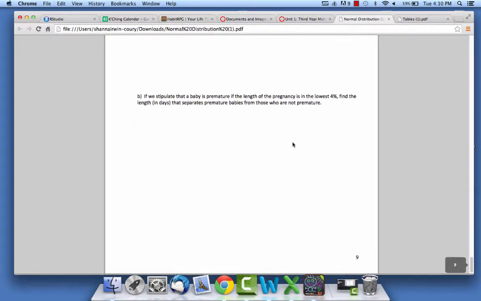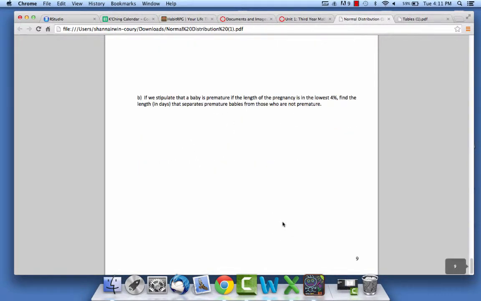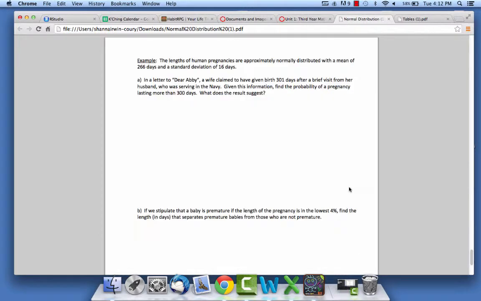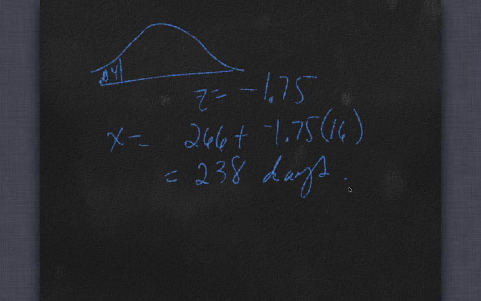Okay, now you pause and do this one. I should have done these in the opposite order since I had you do one like this last time, but that's okay. You pause and do this one, and this is the last bit. So you should have done something like this. You found the z-score from that bottom 0.04 and then plugged in and found 238 days. Hopefully this clears up a lot of stuff and you'll all do well on the REQ and then on the exam.